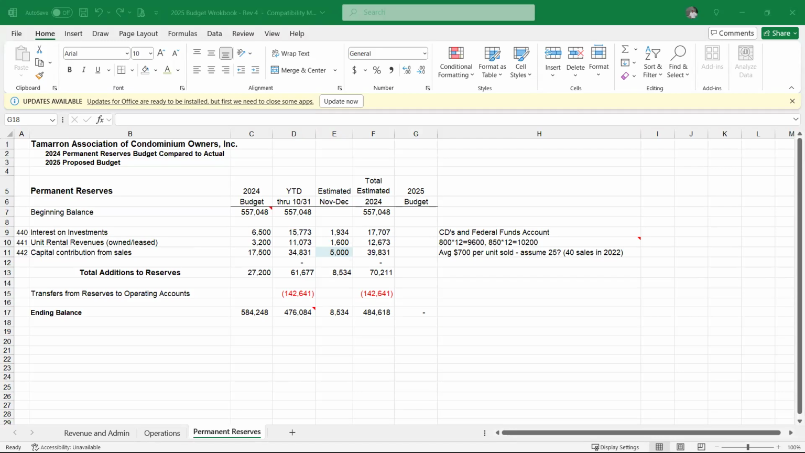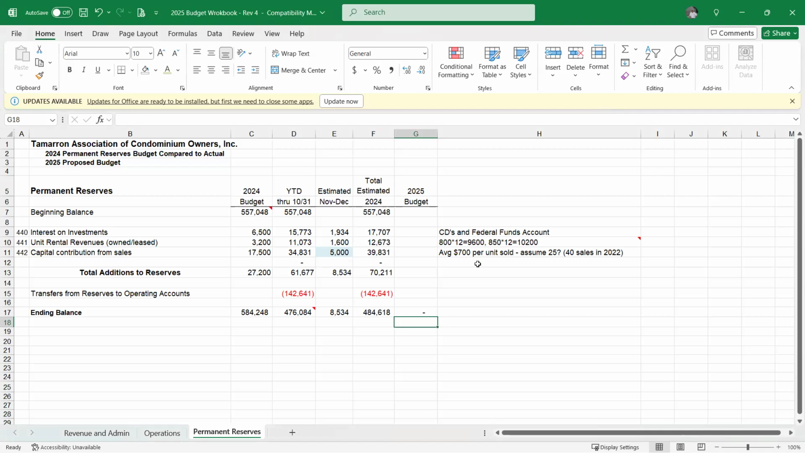So how is that capital contribution calculated? It's 2 months. 2 months base HOA fees. Yeah, now I remember. Sorry. So we said assume 25, and we're right about there.